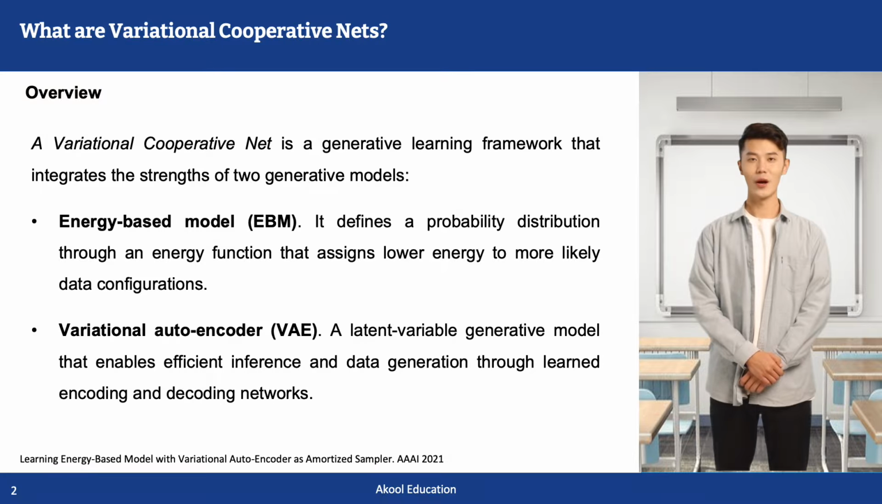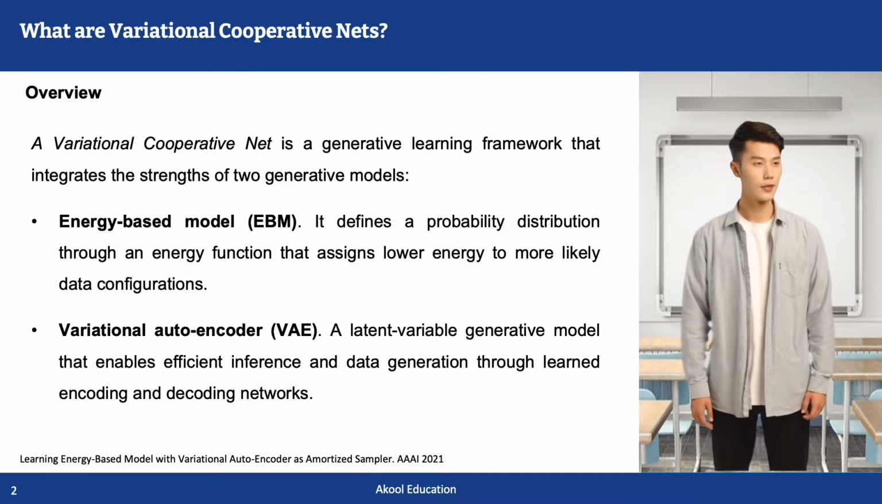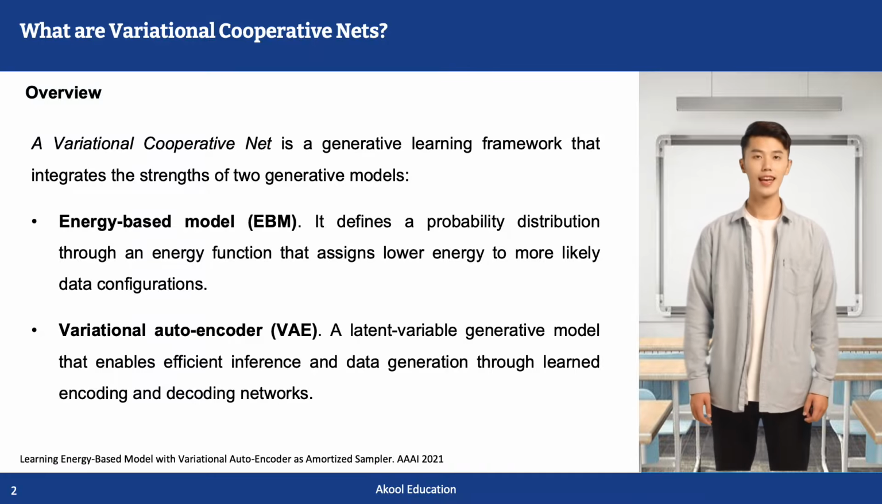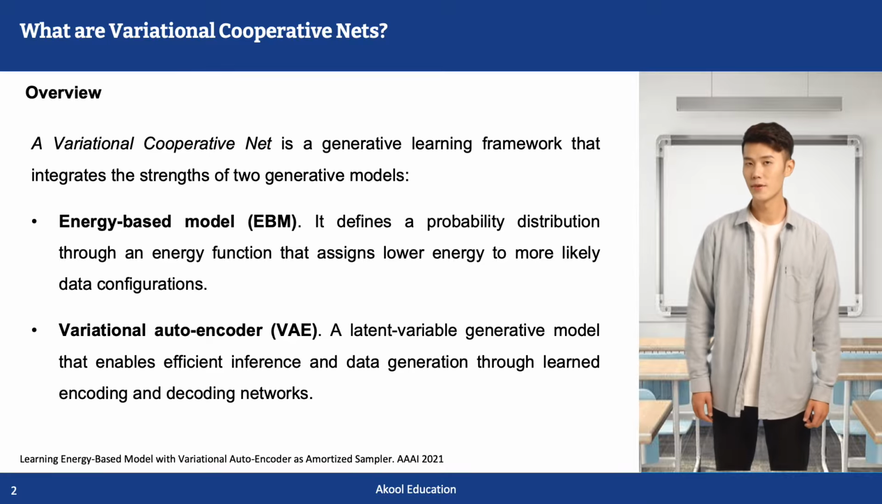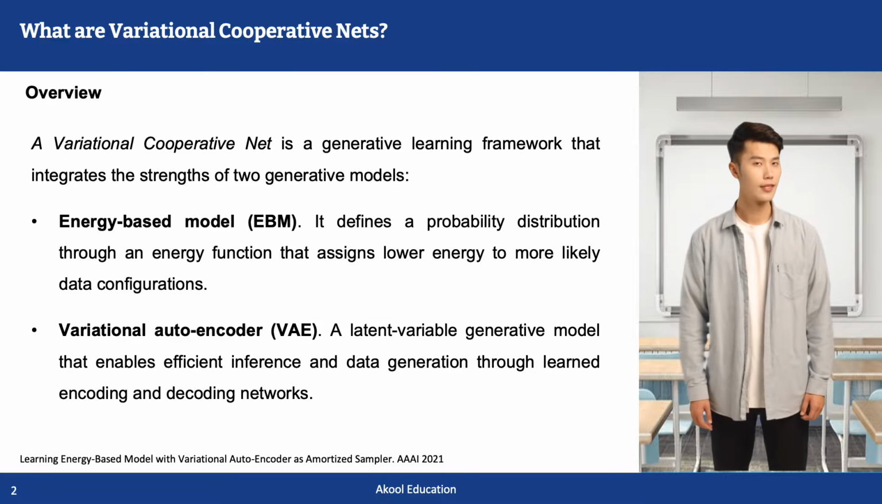A variational cooperative net is a framework that integrates the energy-based model, which defines a probability distribution through an energy function, and the variational autoencoder, a top-down latent variable model that enables efficient inference and data generation. In short, the energy-based model captures the underlying data landscape via its energy function, while the variational autoencoder provides an encoder for fast inference of latent variables of the data and a decoder for rapid data generation. Integrating these two types of models will give us the best of both worlds.